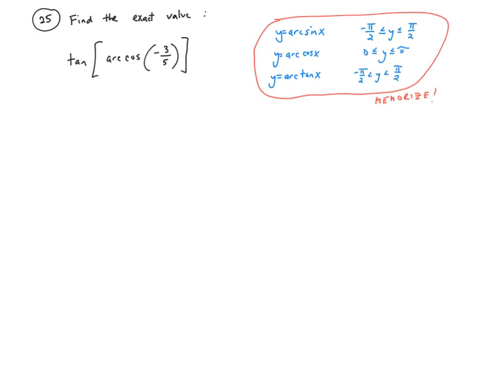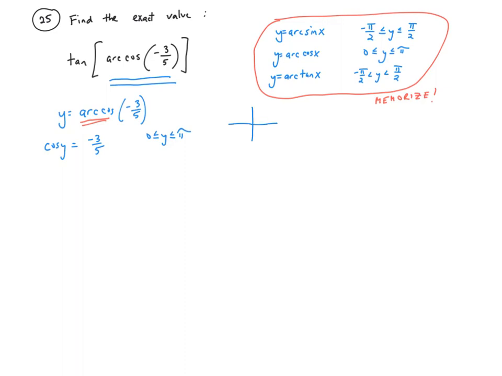We're evaluating a composition here, so we have to consider the inside first. So we start by analyzing y equals the arc cosine of negative 3/5. Next, take the cosine of both sides. You'll get cosine of y equals negative 3/5. That's because cosine of the arc cosine cancels, so you're just left with negative 3/5. Alright, the range for arc cosine is 0 is less than or equal to y, which is less than or equal to pi.